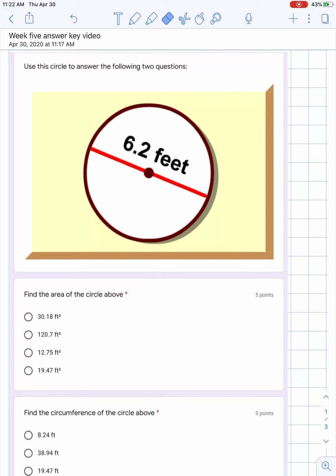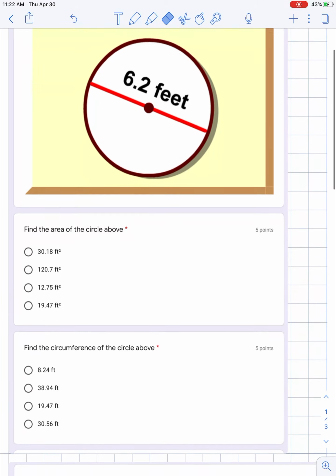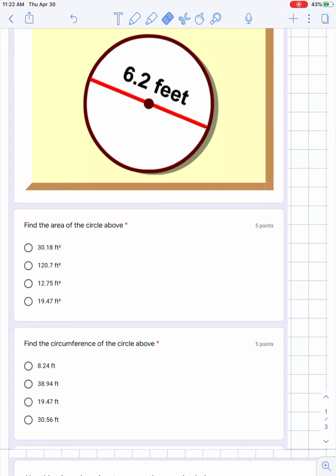So far it looks like many of you did really well on this, but just to review for those of you who are having a hard time, the first question says find the area of the circle above. This is a reminder that our formula to find the area of a circle is pi times the radius squared, right? So if our diameter, the distance across the circle, is 6.2 feet, our radius is going to be half of that, which is 3.1. So we're going to do pi times 3.1 squared.